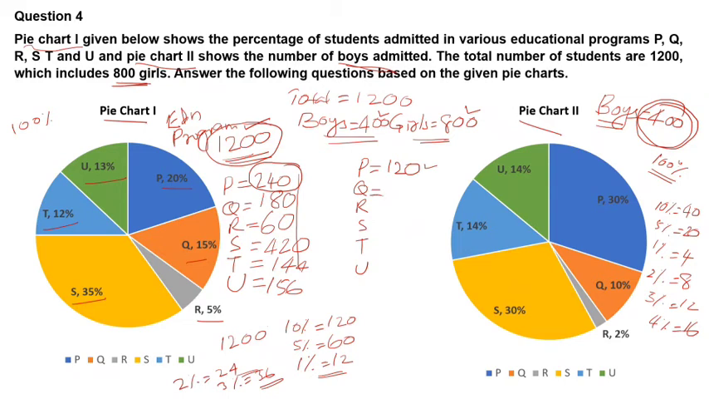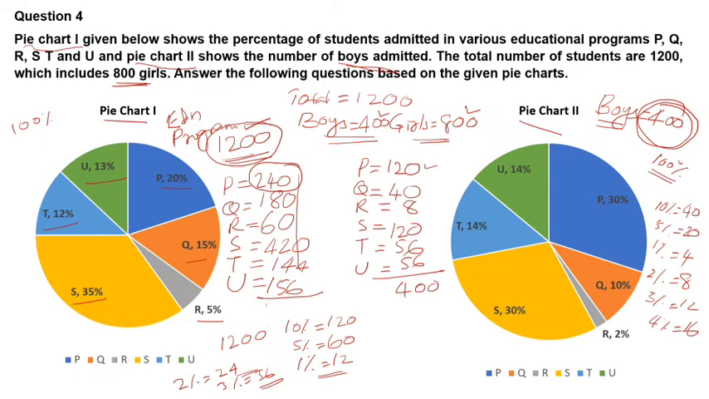Q is 10%. 10% is how much? 40. R is just 2%. So 2% is 8. Now it is very easy for you. You can easily calculate it. What is S? S is 30%. 10% is 40, so 30% will be 120. We have already calculated this. Then T is 14%. 10% is 40 and 4% is 16, so 14% will be 56. And U is again 14%, it will be 56. So when you add, you will get 400.